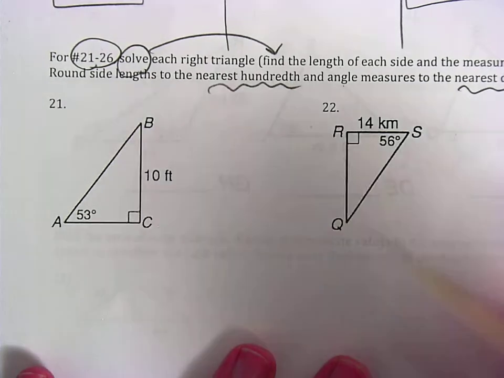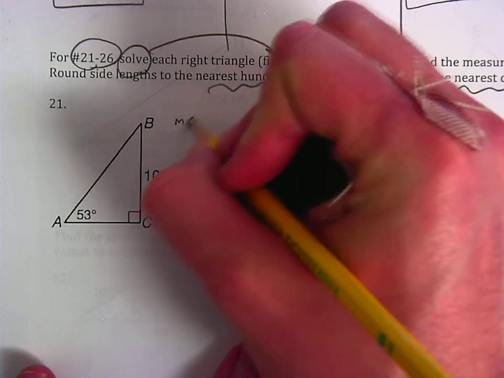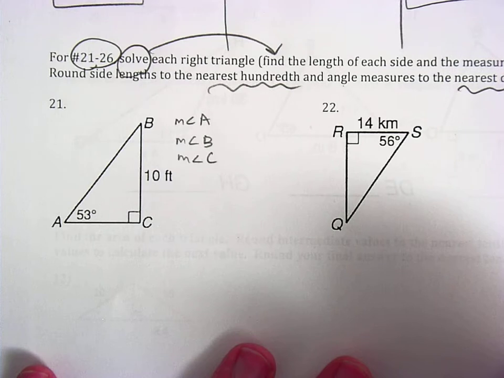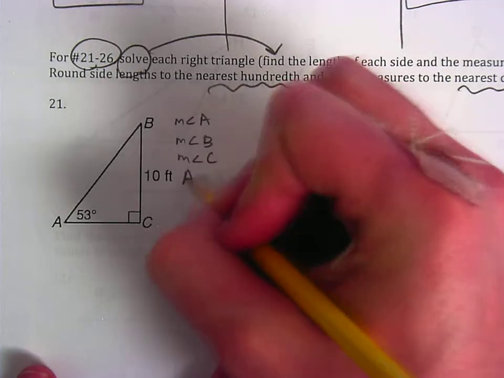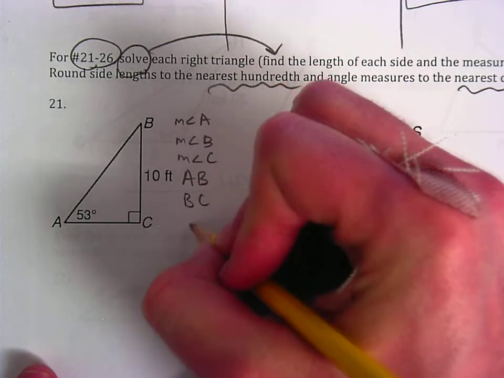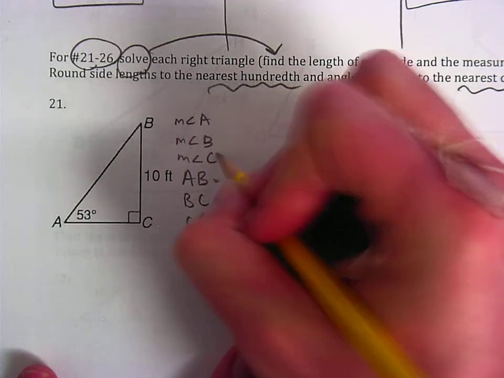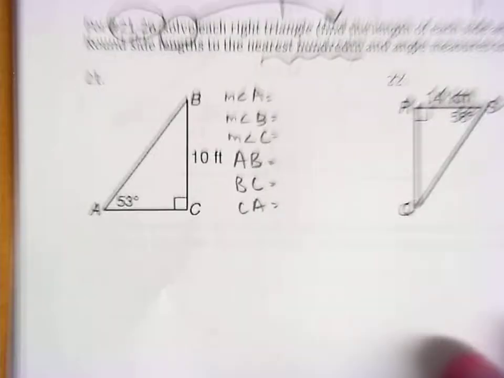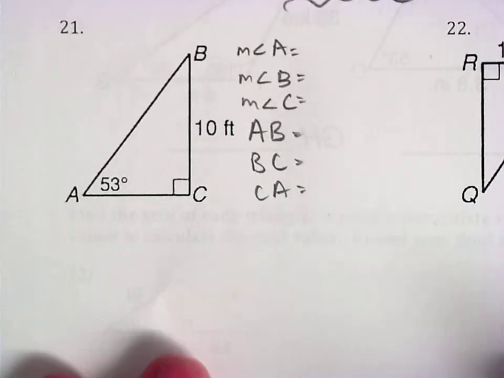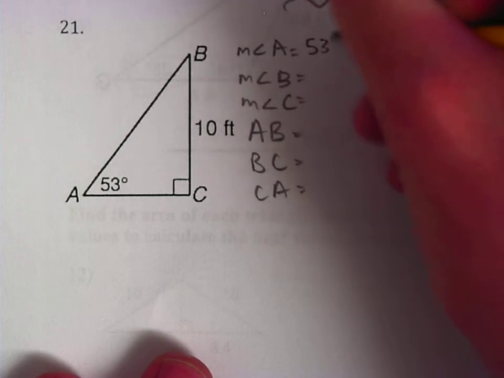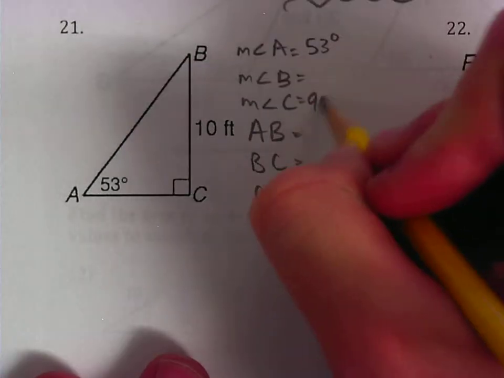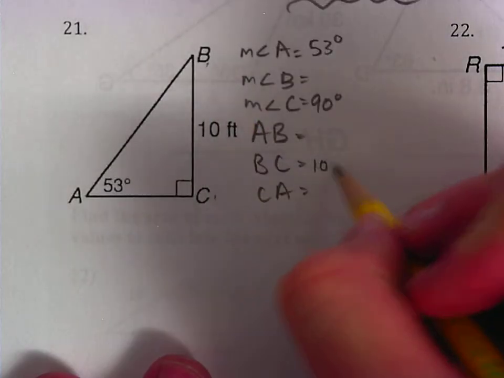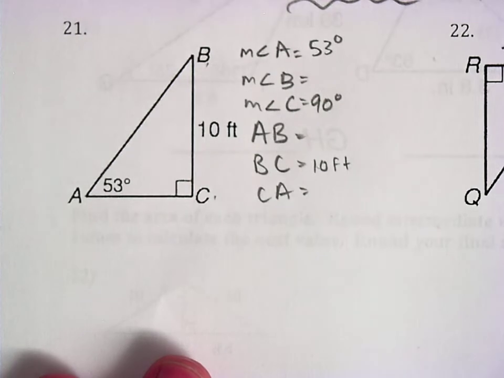So number 21, we have the triangle ABC, so we know that we need the measure of angle A, measure of angle B, and the measure of angle C. And then we know we need the sides AB, BC, and CA. Well, lucky for us, right off the bat, they give us 3 of these things. The measure of angle A is 53 degrees. The measure of angle C is 90 degrees. And BC is 10 feet. Well, that's a pretty good start. We're halfway there.